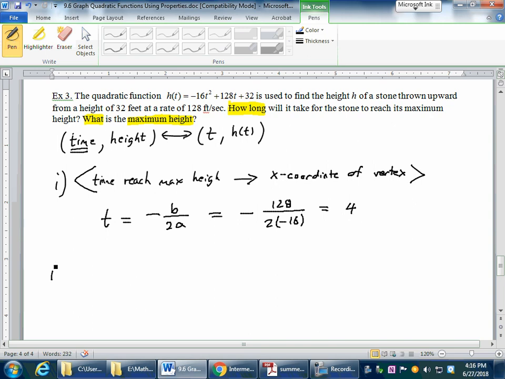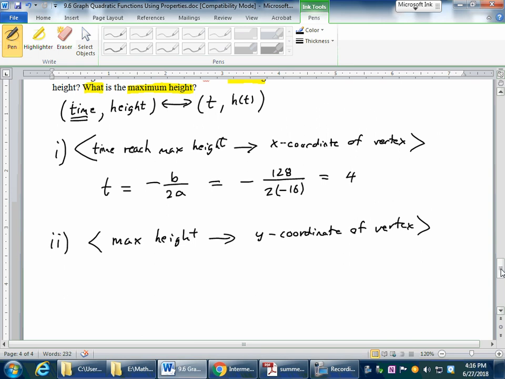Now, part 2 is asking for the maximum height. So we want to know max height. When it's asking for maximum height, we are looking at the y coordinate of the vertex. Okay? Maximum height is the y coordinate of the vertex. So in this case, we are looking at H of 4, because this tells me after 4 seconds it will reach the maximum height.